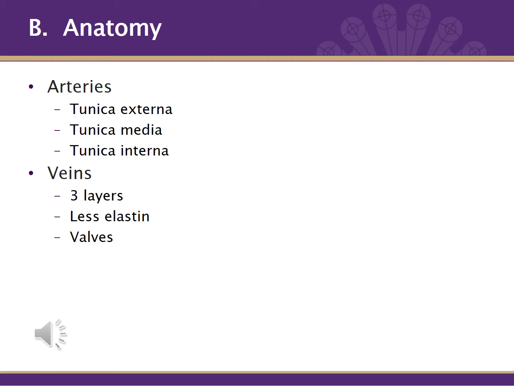Moving towards the center, the second layer, or the middle layer in the wall of a vessel, is known as the tunica media. This layer contains smooth muscle. It controls the size or the diameter of the vessel. If the smooth muscle cells contract, the diameter decreases. This is known as vasoconstriction. If the smooth muscle cells relax, the diameter of the vessel will increase. This is known as vasodilation.